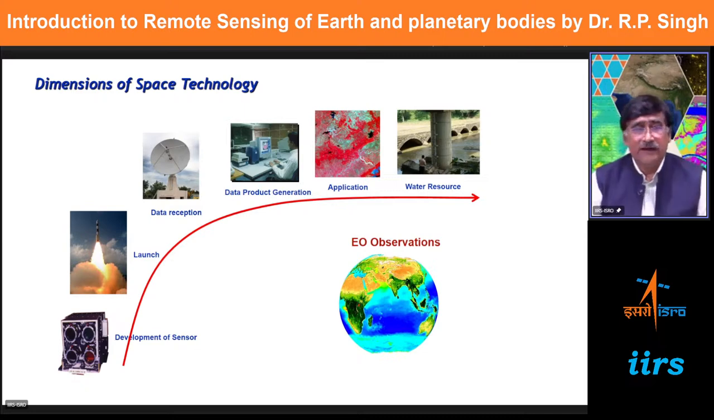When you have to do remote sensing, what are the dimensions? One has to make a sensor, put the sensor in a satellite, and launch it through a certain rocket into an appropriate orbit, as I was talking about, either polar, inclined, or geostationary orbit. Then you have to have a data reception station, that's the Earth station we call. And once the data is received, it is mostly in digital form. You do digital data processing.